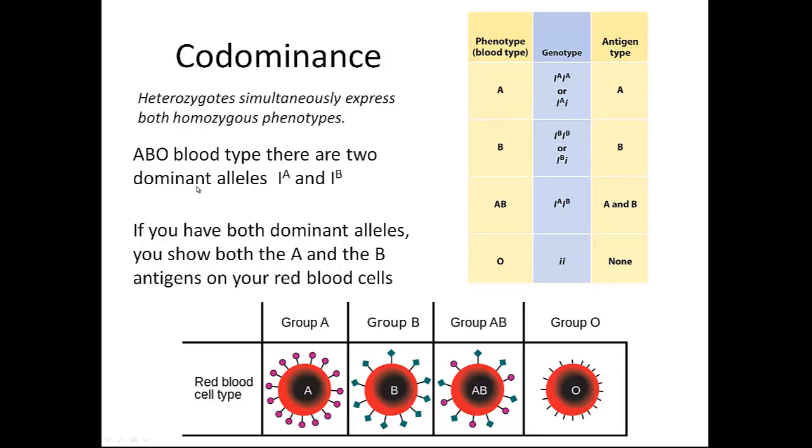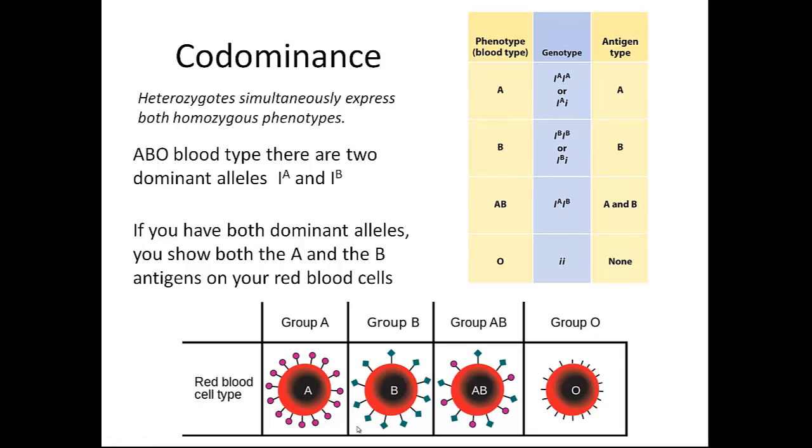So there are two dominant alleles. It's called big I A and big I B. Those are two dominant alleles, and they are codominant with each other. Now, the idea of this blood type is that your red blood cells have an antigen that is expressed on the surface of the cell. And so if you have the big IA, then you make this certain pink antigen on the surface of your cells. If you are B, you make a different antigen on the surface of your cells.